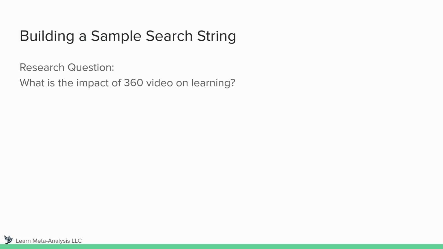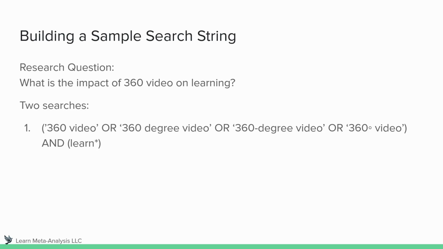Let's look at an example, okay? Example research question: what is the impact of 360 video on learning? And this is actually a meta-analysis I did a few years ago with my colleagues. So what was the search string that we used? Well, when we started reading about 360 video, we knew that there were a number of different ways 360 video was actually written in papers. And from experimenting with running searches, we could see that they didn't all come up under the same search. So let's look at what this looked like.